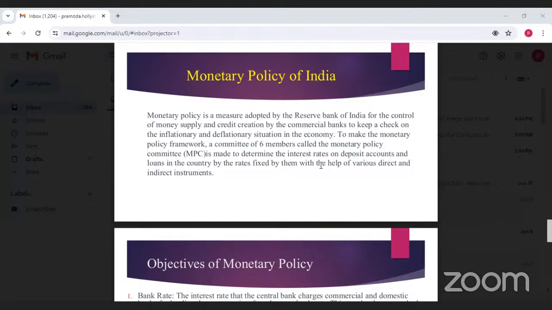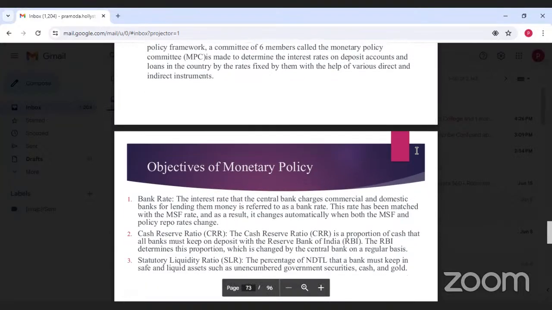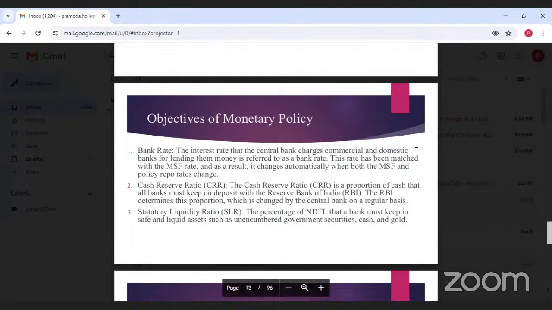Such kind of tendency of Reserve Bank of India, you call it monetary policy. What do you call it? Monetary policy. So it is basically a policy adopted by the Reserve Bank of India for the control of money supply and credit in our country through the commercial bank. They cannot directly control or apply on individuals. So through the commercial banks, they want to frame this.